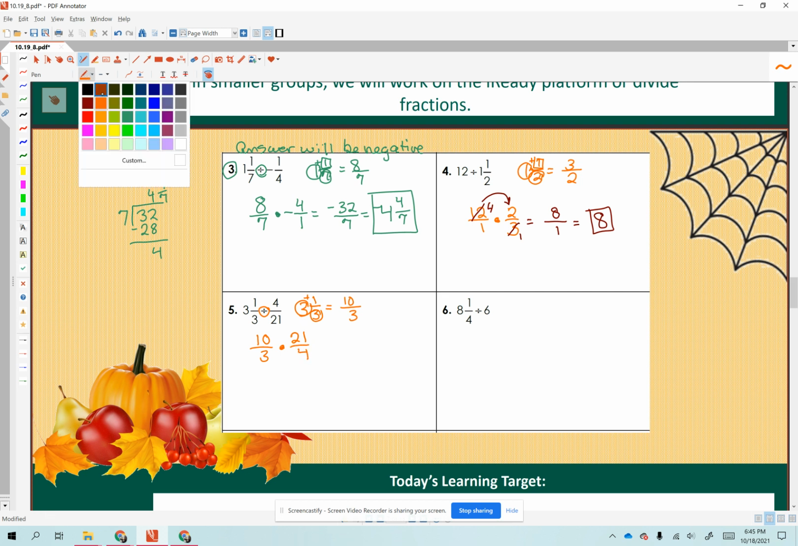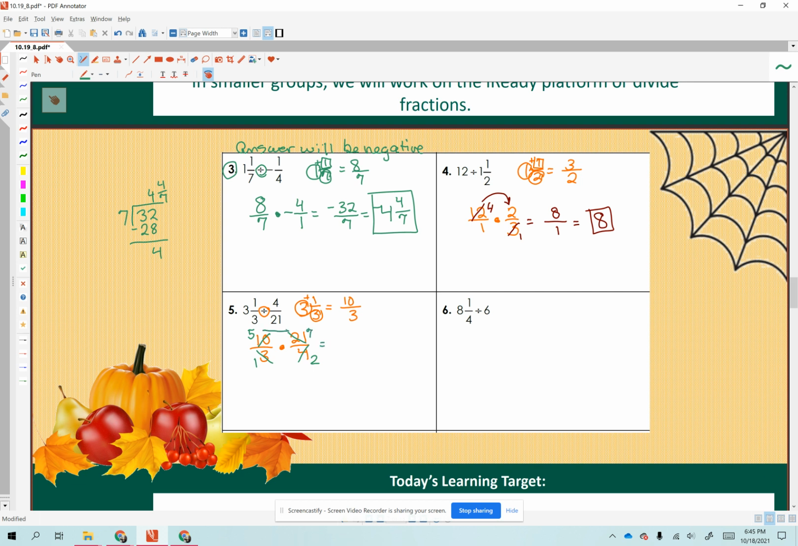Now we can simplify these numbers. 10 and 4 are both divisible by 2. 4 divided by 2 is 2. 10 divided by 2 is 5. And 3 and 21 are both divisible by 3. 3 divided by 3 is 1. 21 divided by 3 is 7.